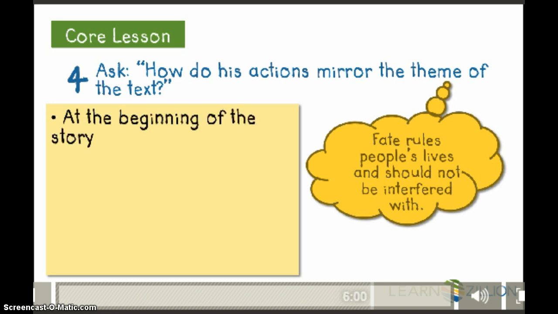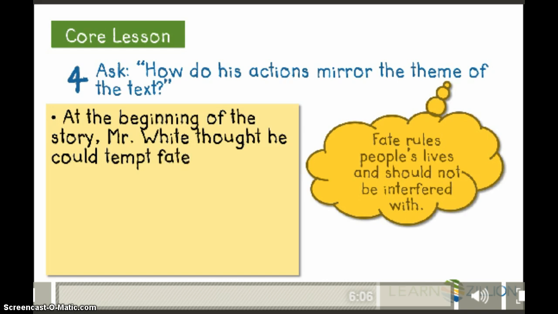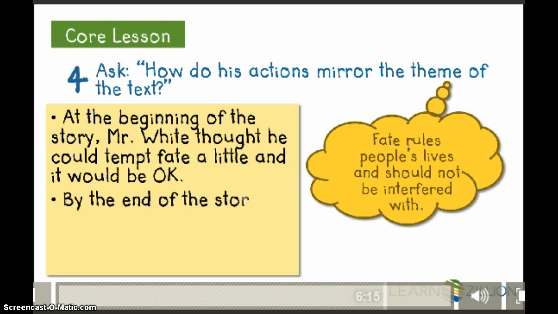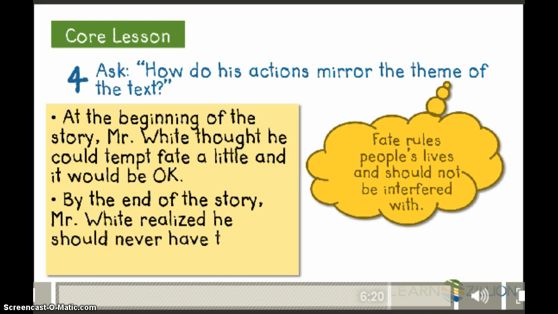From the death of his son, however, Mr. White began to realize that messing with fate would only lead to pain and heartache, which is why he told his wife it was a bad idea to make any more wishes. By the end of the story, after he has to make his final wish, Mr. White realizes that he should never have tempted fate. Unfortunately, he learns his lesson the hard way.